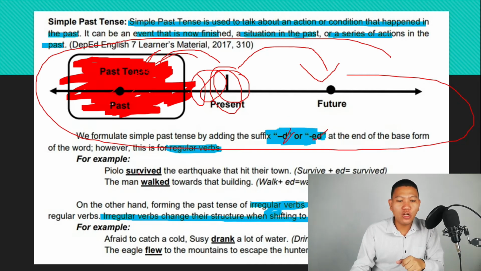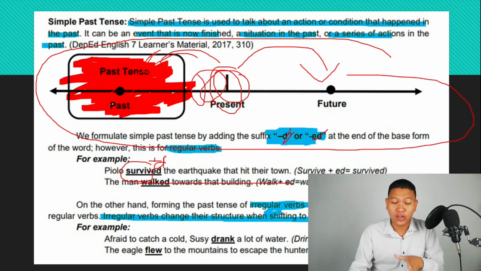Example: Piolo survived the earthquake that hit their town. So there was an earthquake in the past. Now the verb is survive. To make it past, we just simply added D. So survive plus D, survived, since it's just a regular verb.